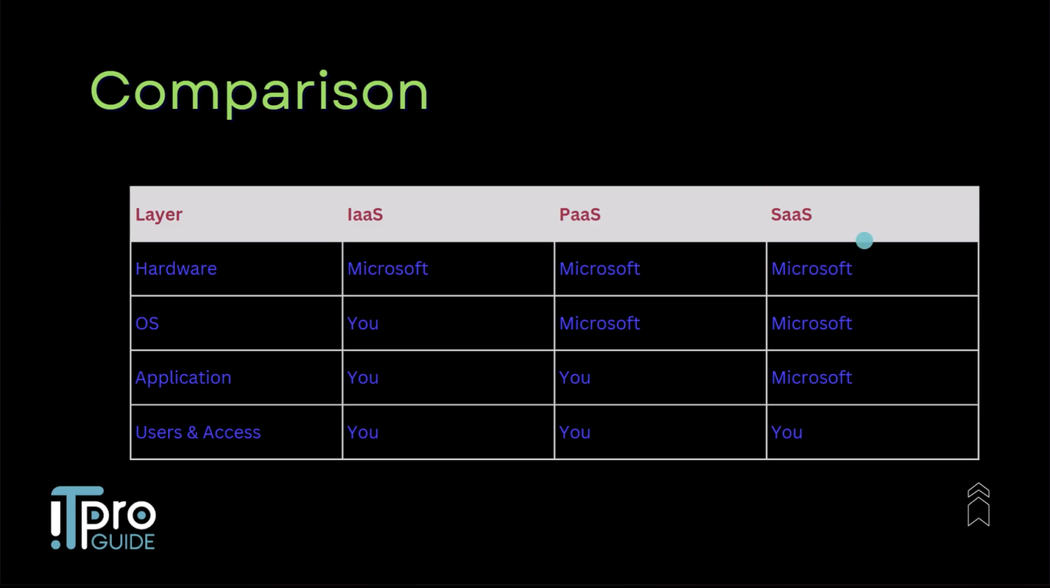Coming to the software as a service, the hardware, operating system, and application, more responsibility is offloaded to Microsoft, and your responsibility is to manage the users and access. And we can relate this to Microsoft Teams, Office 365, Gmail, Zoom. These are all software as a service. So going from infrastructure as a service to software as a service, you can see that you're losing the control, and you have less maintenance and less administrator overhead, but also you have less flexibility.